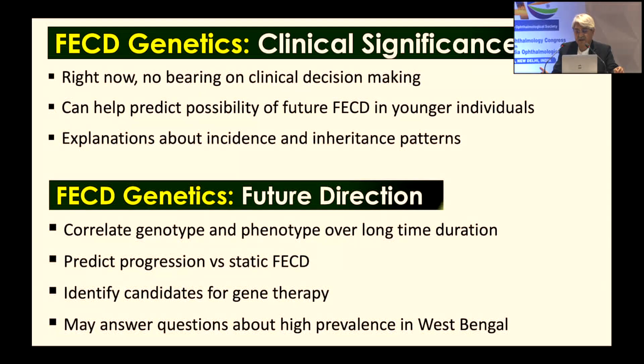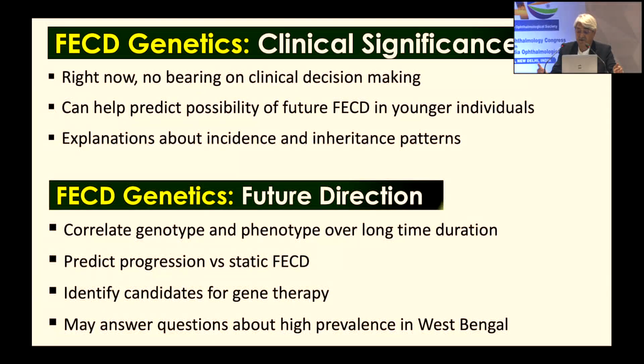So what is the significance of FECD genetics? Clinically, right now it does not bear on clinical decision making, but of course we can predict the possibility of future FECD in younger individuals, and explain incidence and inheritance pattern. For the future direction, we can correlate genotype and phenotype over a long duration, and predict progressive versus non-progressive disease. We know some FECD never progress and remain static, and we can explain why they are static. We can also identify candidates for gene therapy.